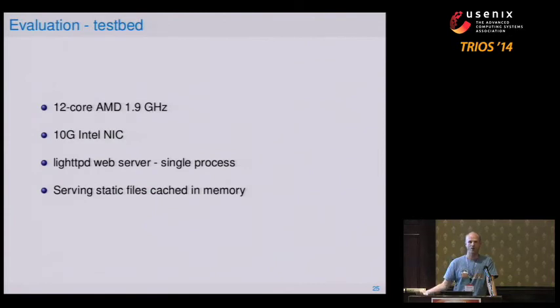So we evaluated our system on a 12-core AMD 1.9 gigahertz machine. We were using a 10 gigabit Intel network card, and we were using the lighttpd web server. We were running a single instance of that web server, and we were serving static files cached in memory to isolate the performance of networking and avoid interference with other parts of the operating system.